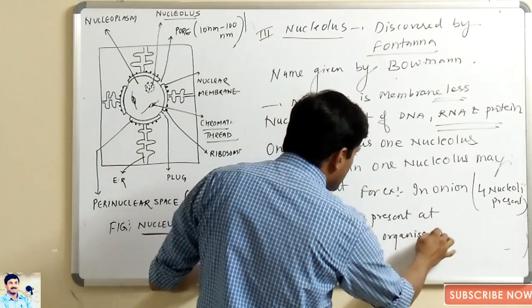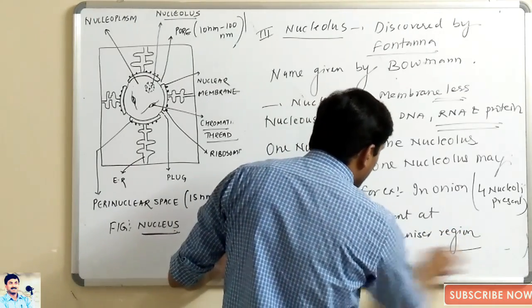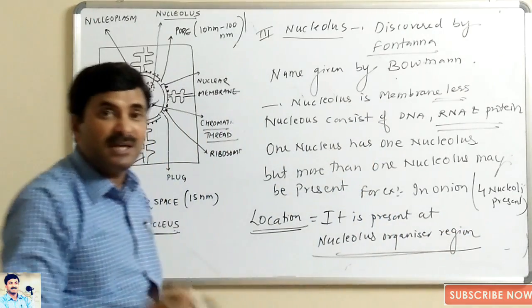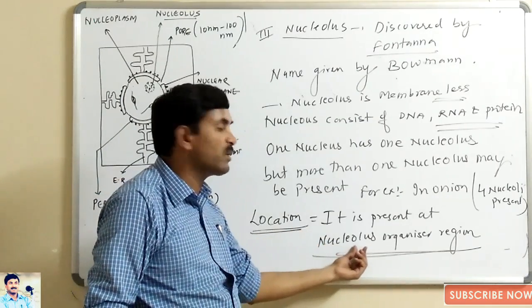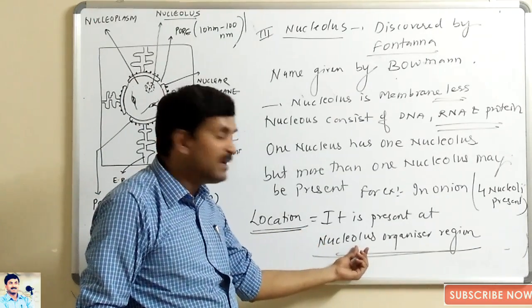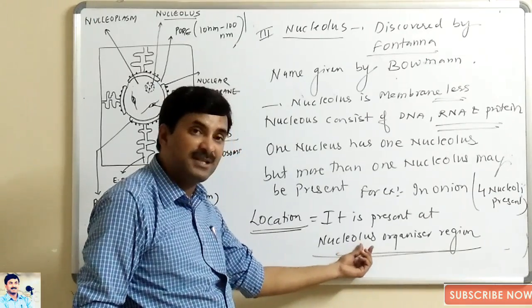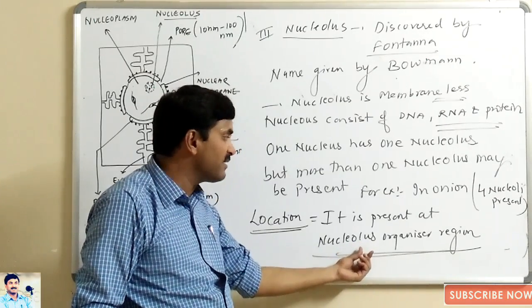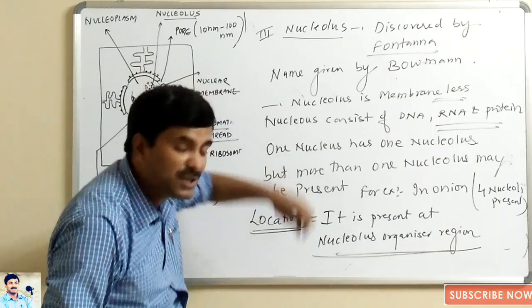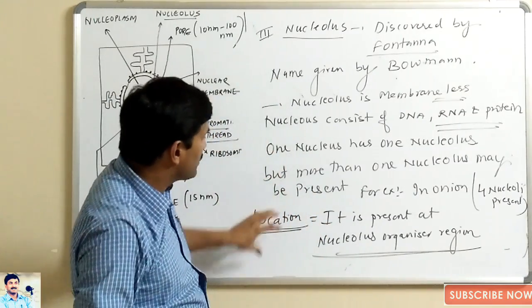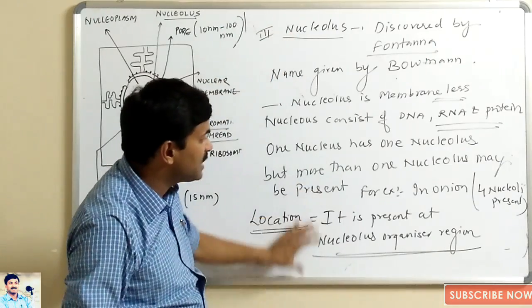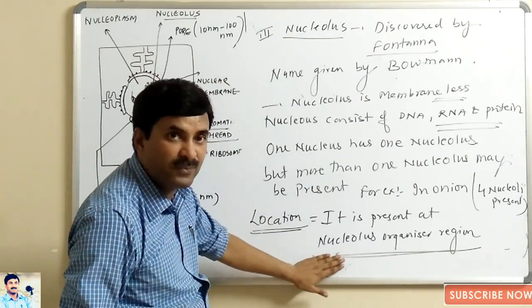organizer region. Earlier also, in my video on chromosomes, I have explained the Nucleolus organizer region. In chromosome there is a region known as the Nucleolus organizer region. Why is it called the Nucleolus organizer region? Because the Nucleolus organizer region of the chromosome consists of what? The nucleolus. So we can say the location of the nucleolus is the Nucleolus organizer region.